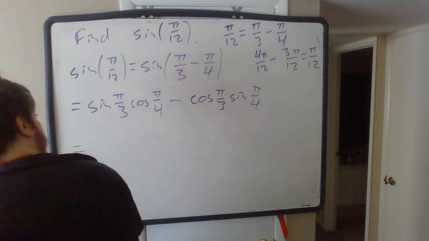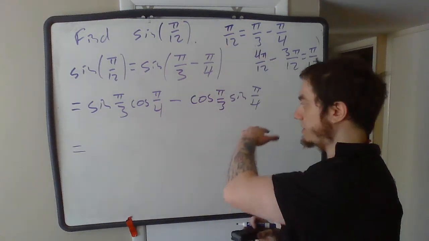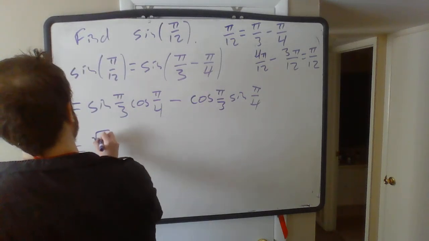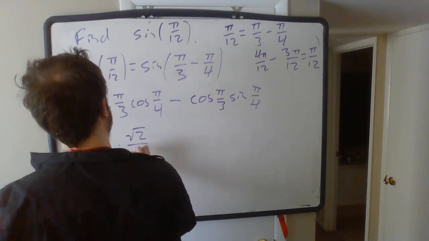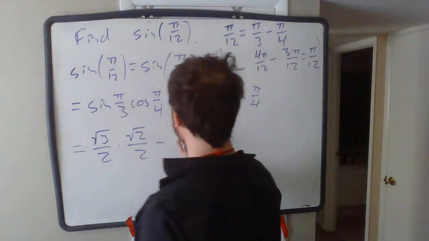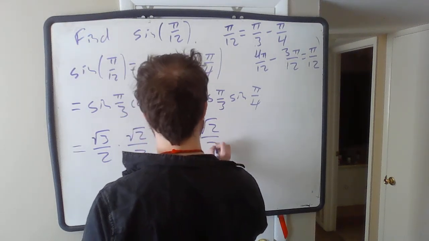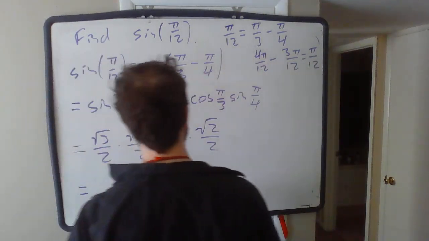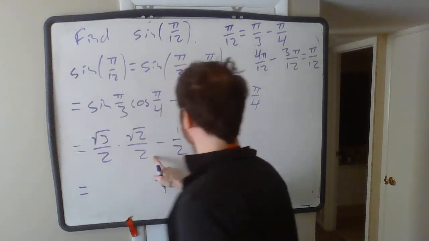At this point, remember, on your unit circle, the sine of pi over 3 is square root 3 divided by 2. The cosine of pi over 4 is square root 2 divided by 2. Cosine of pi over 3 is 1/2, and sine of pi over 4 is square root 2 divided by 2. So this is going to become, let's see, everything has a square root 2 over 2.